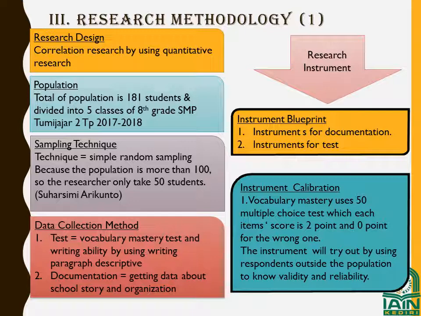About the instrument calibration. Number one, vocabulary mastery uses a 50-item multiple choice test, where each item scores 2 points and 0 points for a wrong one. The instrument will be tried out using respondents outside the population to know validity and reliability.